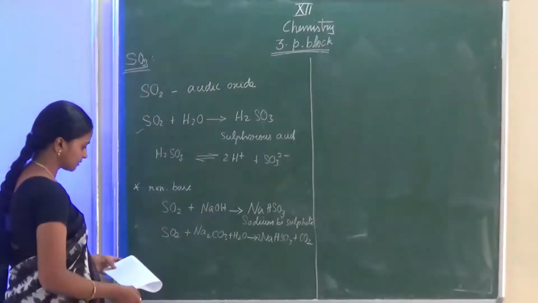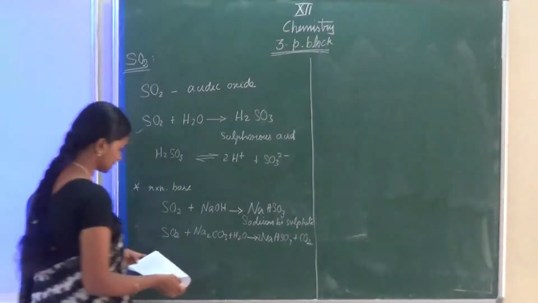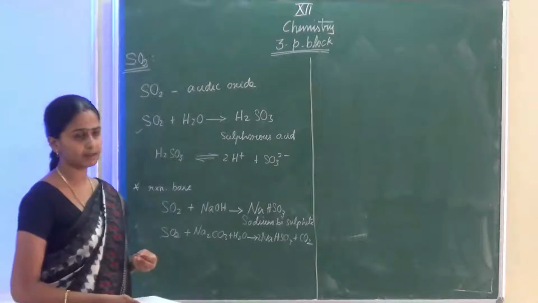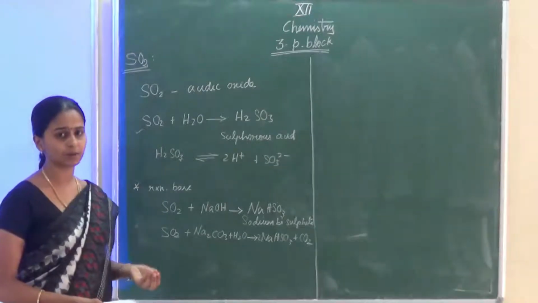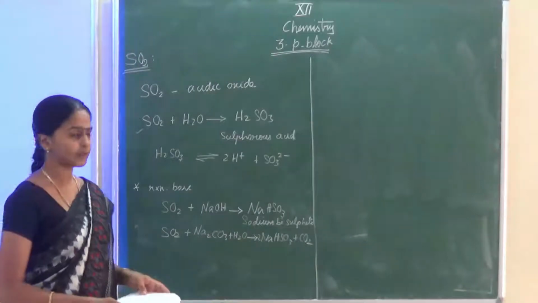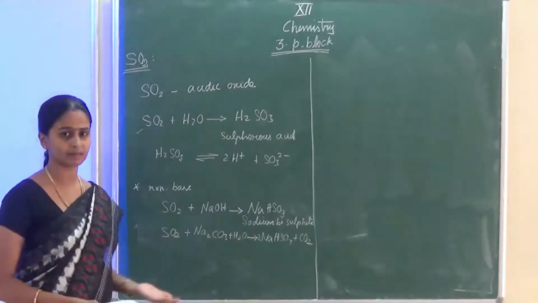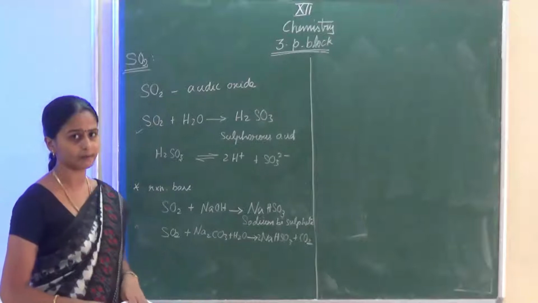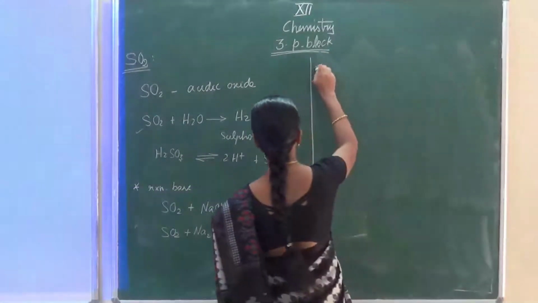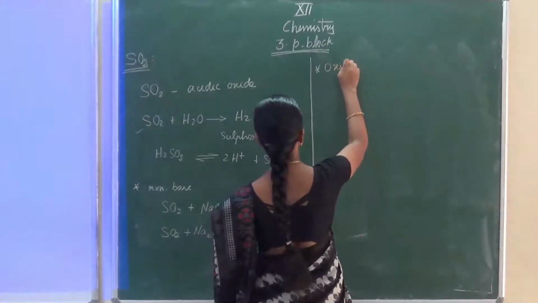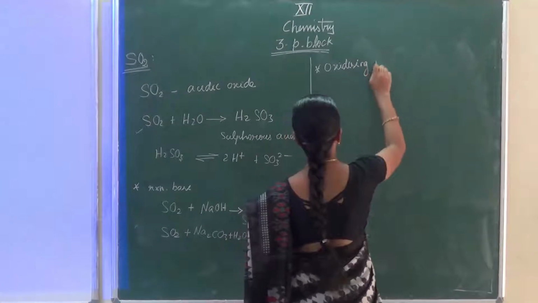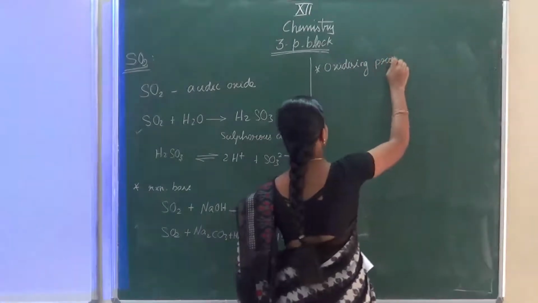The next one here, reaction: oxidizing property. Sulfur dioxide has a special character. It can act as both oxidizing agent as well as reducing agent. So it shows both properties, oxidizing property and reducing property. Now we are going to see that. First we are going to discuss the oxidizing property.